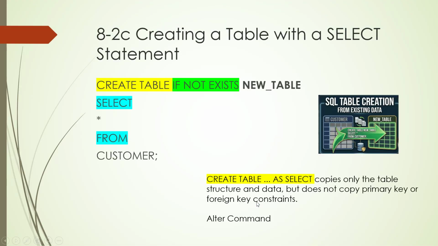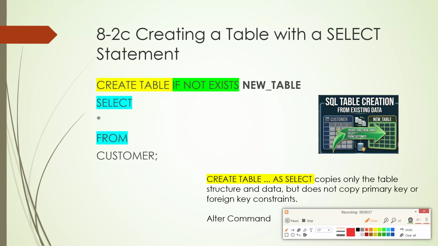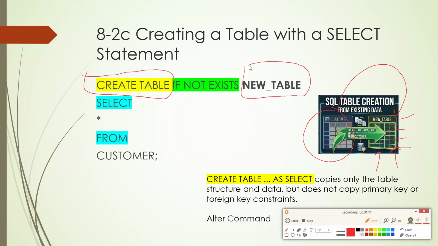What does this mean? For example, if you have this table customer and you want to create a new table out of this one using all the same structure and same data, then you could use this statement: create table and the name of the new table. But what will be the columns of this new table? The columns of this new table will come from the customer table, and all the data will be selected.